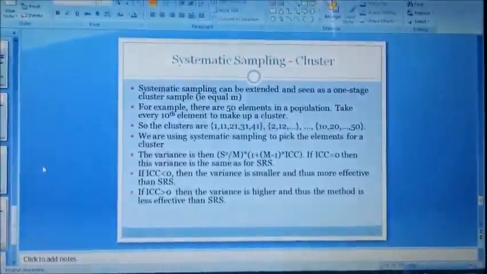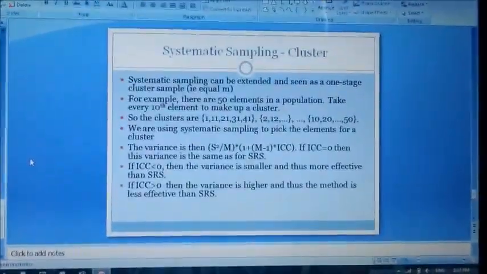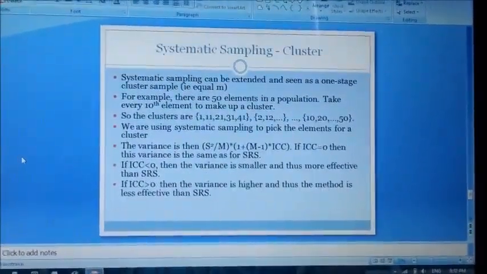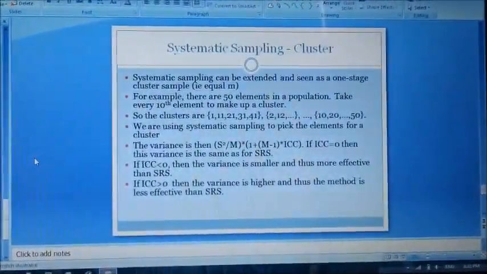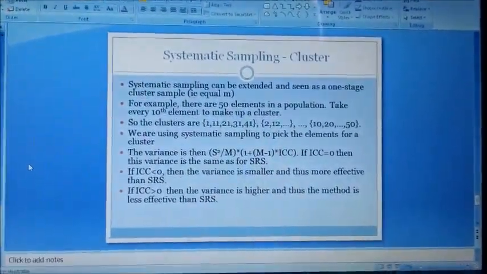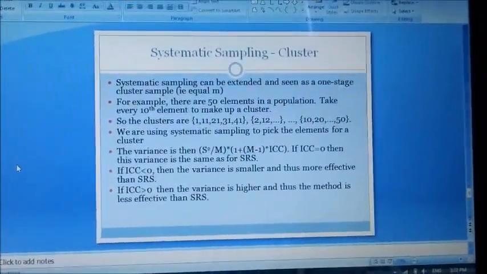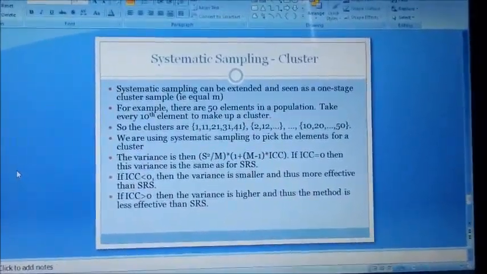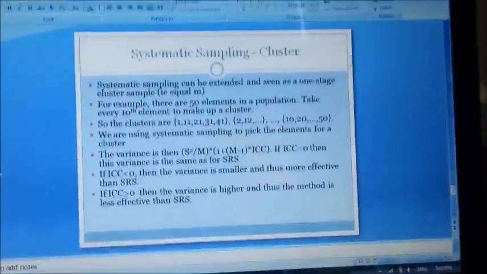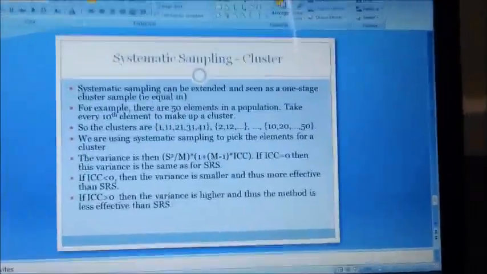So cluster sampling can also be seen as an extension of systematic sampling, or systematic sampling itself can be extended and it fits a one-stage cluster sample, which means that all m's are equal. So for an example, say that we have a population that has 50 elements, and we want to take every 10th element to make up clusters. So our first cluster is 1, 11, 21, 31, 41. Our second cluster is 2, 12, etc. And our last cluster is 10, 20, 30, 40, 50.